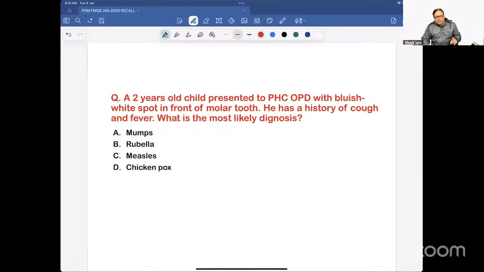So look at this question, friends. A 2-year-old child, bluish white spot. So we are looking at Koplik spot opposite the second molar tooth. Second was not mentioned, students were telling me. He has a history of cough and fever. Cough, fever, and even that is not required. Once they mention Koplik spot, I think 100% of you must have marked this answer correct. Yes, it is not on the tooth. When they say in front of this, they are talking of buccal mucosa only.